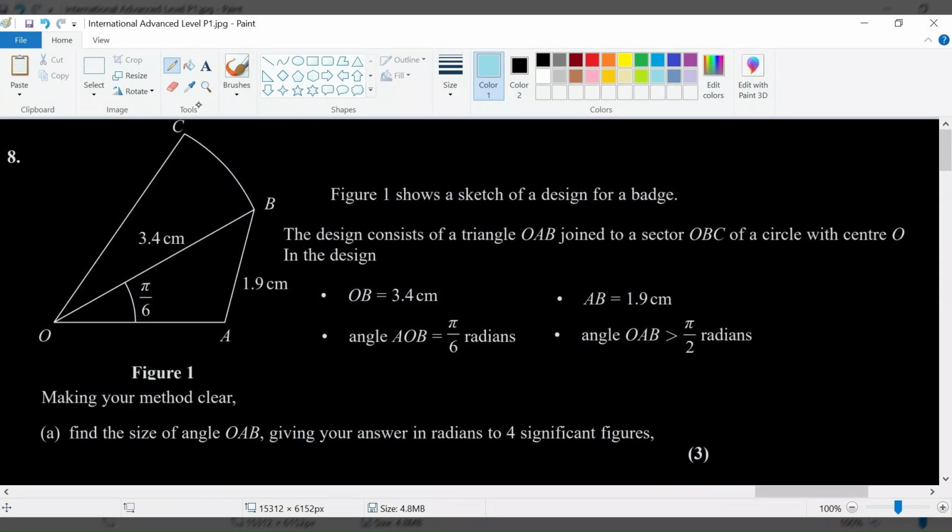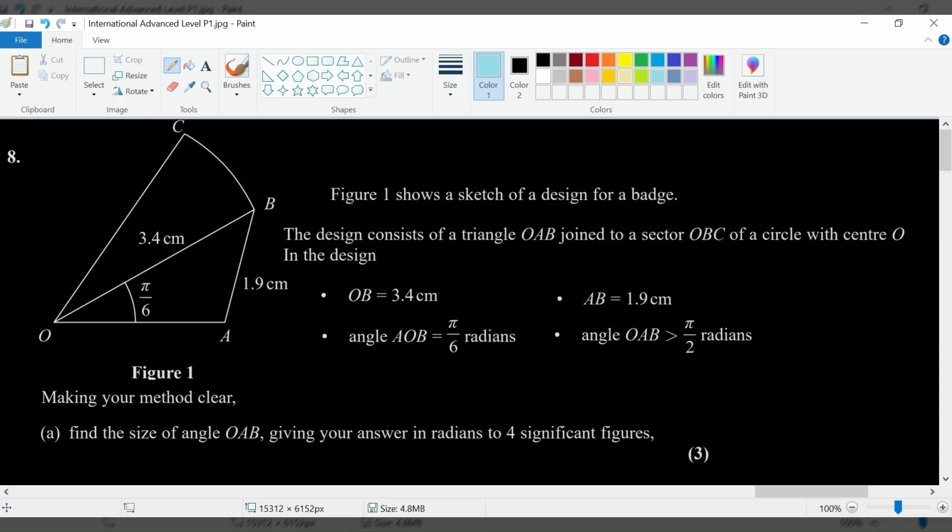Now that we have reached question number 8, it says that figure 1 shows a sketch of a design for a badge. Now you can see this badge is made up of a triangle, which is an obtuse angle triangle, and a sector of a circle. Now the radius of the circle is 3.4, and it says the design consists of a triangle OAB joined to a sector OBC of a circle with center O.